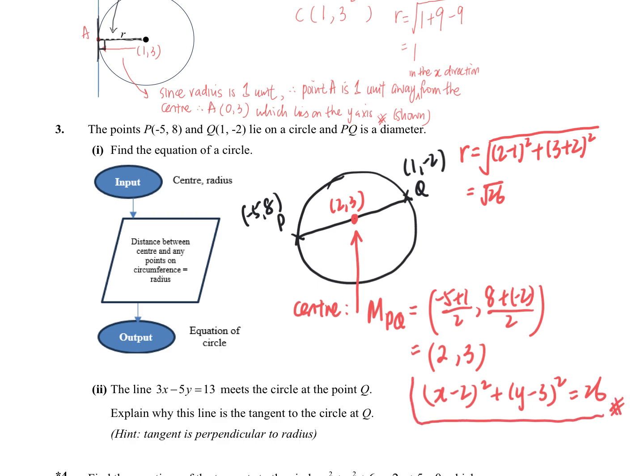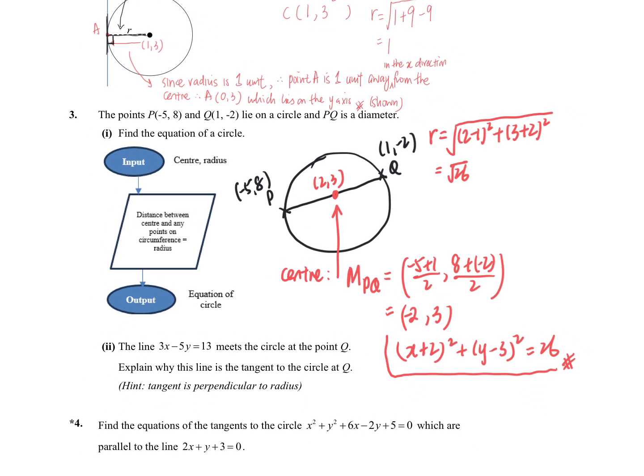Okay? So if they never mention it's the diameter, can we assume it's the diameter or cannot assume? Cannot. Oh, then this is plus. Okay? Then they say the line meets the curve at point Q. Then they ask you to explain why it is the tangent.